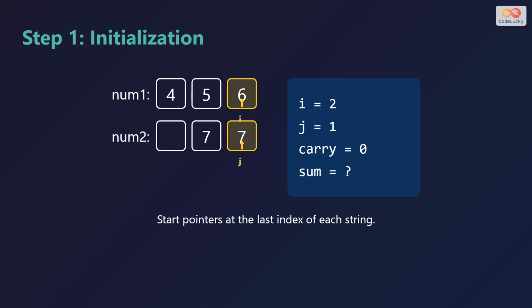Let's visualize this with an example. We want to add 456 and 77. We start by initializing two pointers, i and j, pointing to the last character of each string. We also initialize a carry variable to 0.